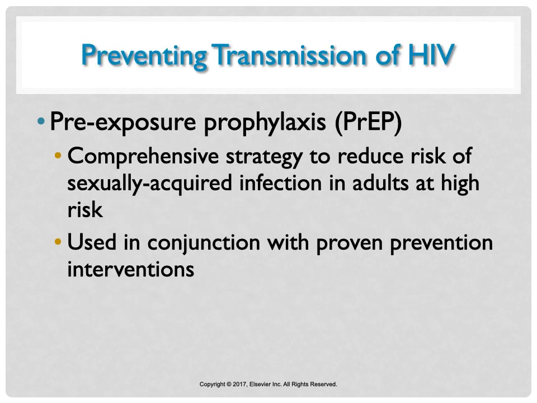So when we're talking about preventing transmission of HIV, there's something known as PrEP, pre-exposure prophylaxis. It's a comprehensive strategy to reduce the risk of sexually acquired infection in adults at high risk. It should be used in conjunction with other proven prevention interventions like condoms, risk reduction counseling, and regular HIV testing.